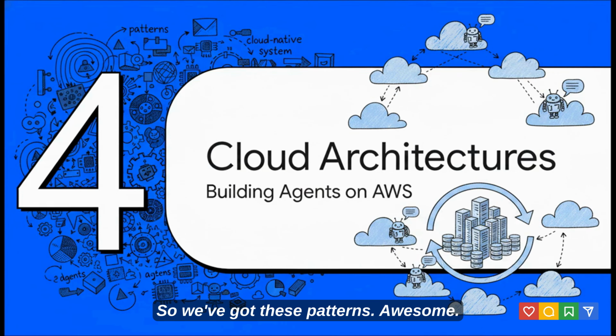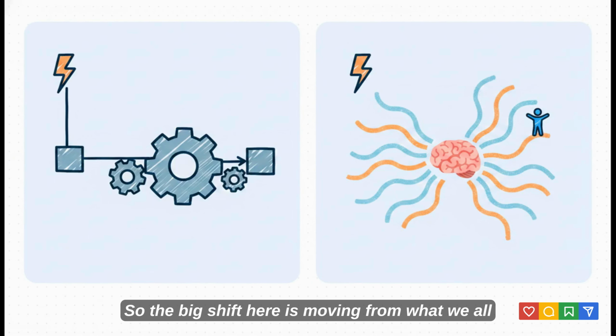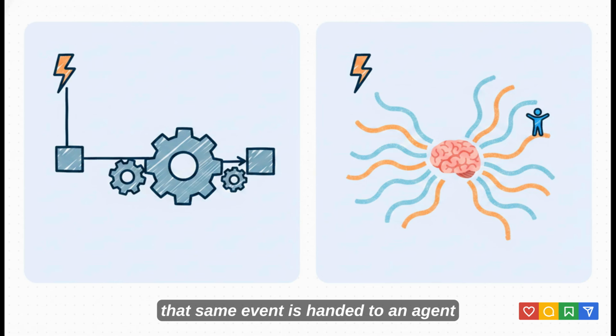So we've got these patterns. Awesome. But how do we stitch them together into a real production-ready system that runs in the cloud, the kind of system we're used to building? So the big shift here is moving from what we all know as event-driven to something new, cognition-augmented. In a traditional system, an event comes in and triggers a predefined, hard-coded function. In an agentic system, that same event is handed to an agent that uses an LLM to dynamically figure out what the best next step is. The logic is no longer set in stone.